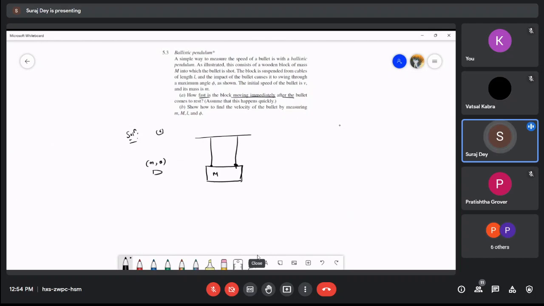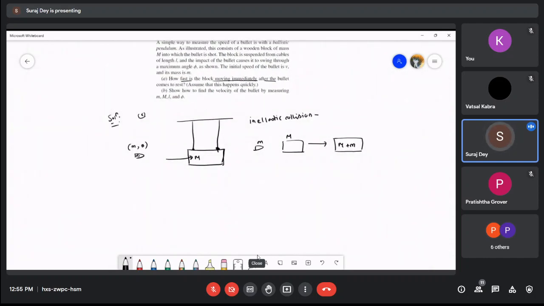So one thing you note is that this is an inelastic collision, and by that I mean that this bullet will go and hit this mass, and it will also get stuck inside the mass. So initially we have a bullet, we have a wooden block. After the collision, we'll have a combined system. So this bullet will be inside this block.